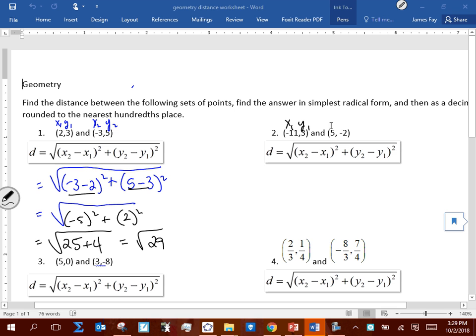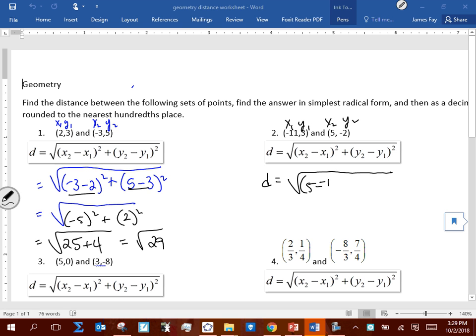x1, y1, x2, y2. Okay. So we're going to go x2 being 5 minus x1, which is negative 11, plus then y2, which is negative 2, minus y1, which is 3. So when I square this, 5 minus negative 11, that's addition now. So it'd be 16 squared, plus then now this will be negative 5 squared.